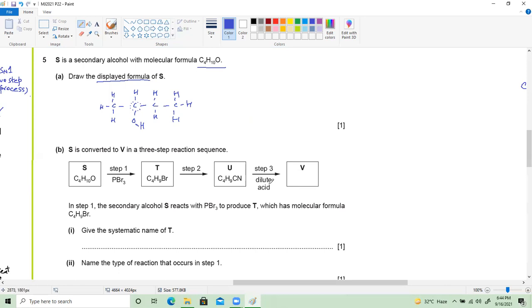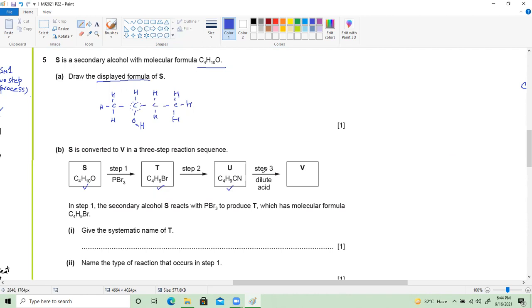Now, S is converted into B in a three-step reaction sequence. This is the alcohol, and alcohol has been converted into bromine. So phosphorus trihalides and so on we can use, and the OH group gets replaced by the bromine atom, making a halogenoalkane. In step 2, the bromine atom has been replaced by the CN group, the cyanide group, making it a nitrile here. And then we are treating it with dilute acid. We know that when we treat it with dilute acid, what should be the product? But let's take a look at the question first of all.